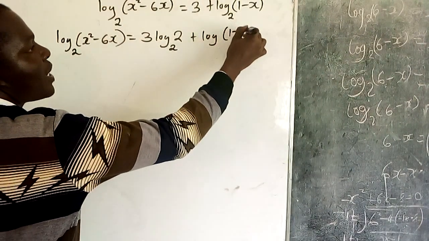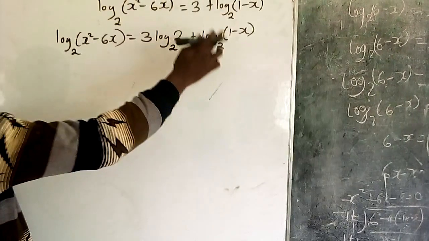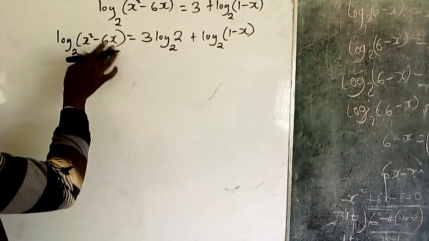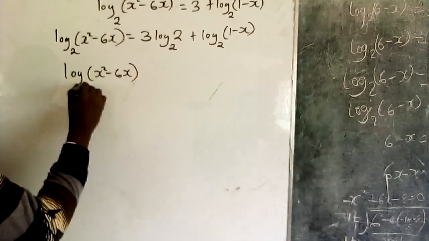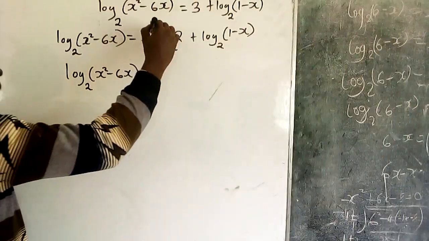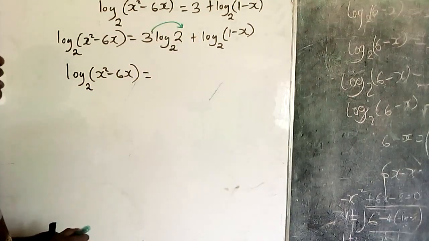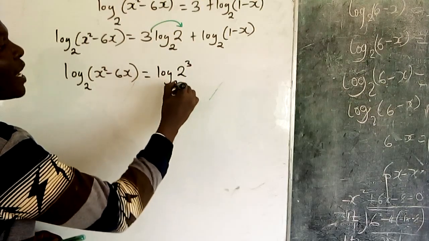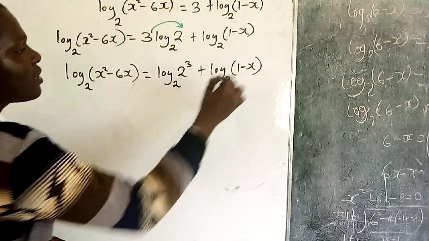Yes. The last term there we had log of 1 minus x to base 2. So we have base 2 in this term, base 2 in this term, base 2 in that term, isn't it? Yes. So the next step is to get rid of the coefficient. If you get rid of the coefficient, this side will have log of x squared minus 6x to base 2 equal to this 3, it will become the power, isn't it? So we get log of 2 raised to power 3 to base 2 plus log of 1 minus x to base 2.